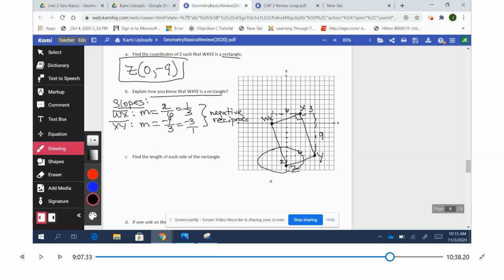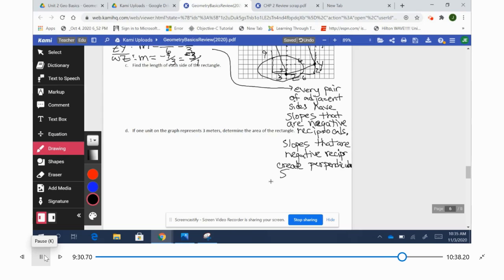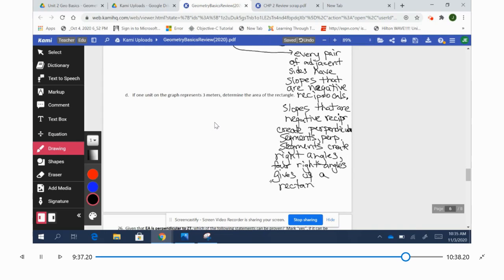It's going to be the same for YZ and WZ. So it's going to be a third for YZ. It's going to be -3 over 1 for WZ. Okay, now what I found was basically all adjacent sides are negative reciprocals. So I had to talk through that. Every pair of adjacent, touching sides have slopes that are negative reciprocals. Slopes that are negative reciprocals give us perpendicular lines, and perpendicular lines or segments create right angles. 4 right angles gives us a rectangle.